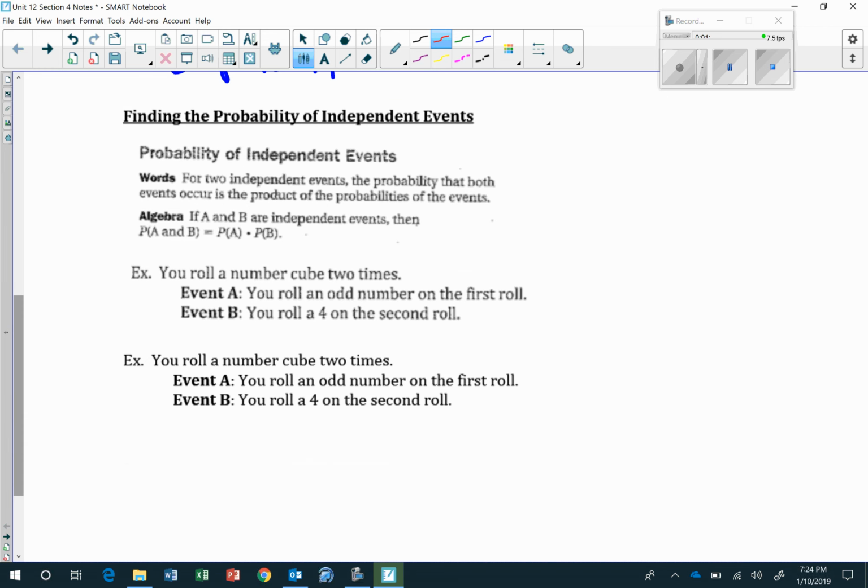You'll notice when we get to dependent that the formula is exactly the same. You just have to take into account whether it's independent or dependent. So for both of them, you're just going to multiply the two probabilities together. So it says you roll a number cube 2 times. Again, if we're rolling a number cube, it's going to be independent. One roll doesn't affect the other.